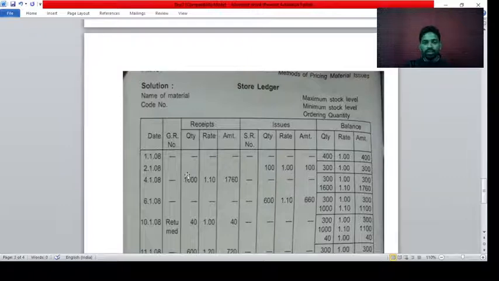Again on this date we have to maintain the balance, the stock. How to maintain the stock? In the earlier date there were 400. Out of the 400 we used 100 units, so the remaining will be 300. At the rate of 1 the total amount will be 300. So this is closed on 2nd January.